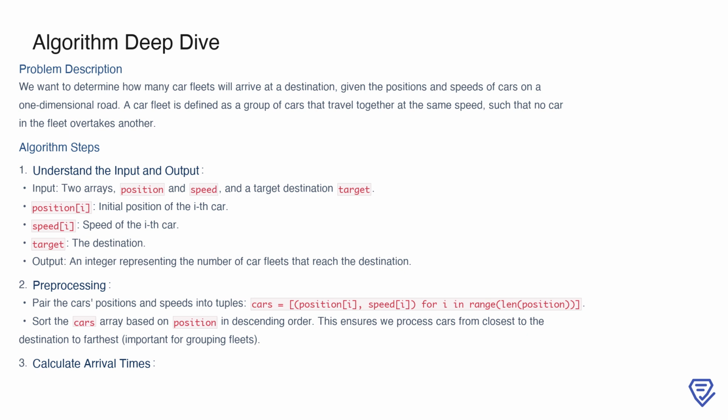We also have a target, which represents the destination. The output is a single integer representing the number of car fleets. To solve the problem, we start by pre-processing the data.